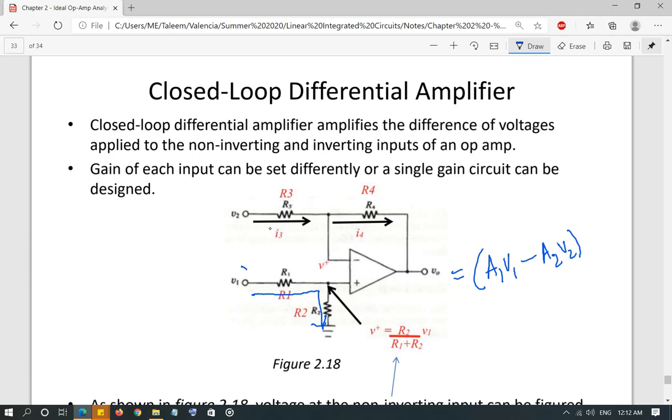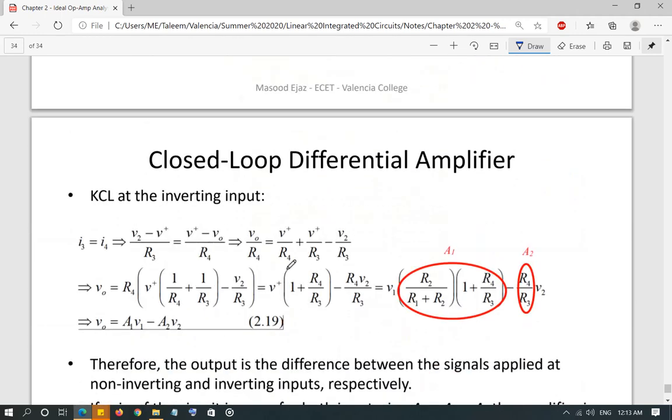So now you go ahead and apply KCL at the inverting terminal. Let's say this node is A. You write down I3 equals I4, and I3 is V2 minus VA. VA is V positive, so V2 minus V positive over R3, and then VA minus V out over R4, again V positive minus V out over R4, right? And this analysis is given right over here. V2 minus V positive over R3 is equal to V positive minus V naught over R4. And then you can simplify this.